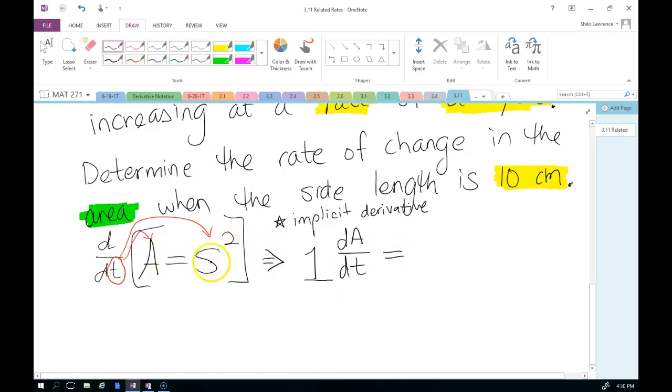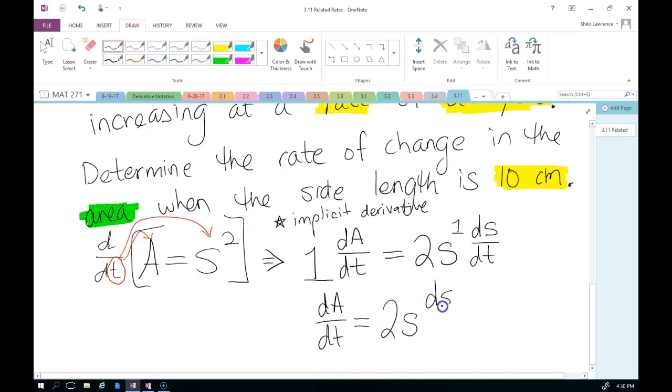And then for s squared, we're going to do the power rule. So it's going to be 2s to the first. And because s and t don't match, we would also say ds dt. Now I'm going to clean this up a little bit, because algebraically we don't need the times 1 in the front. We can just say dA dt. And then we also don't need a power of 1. So we can say 2s ds dt.